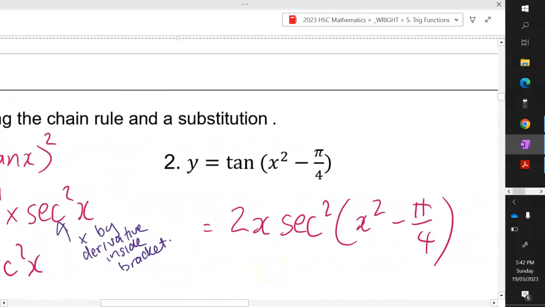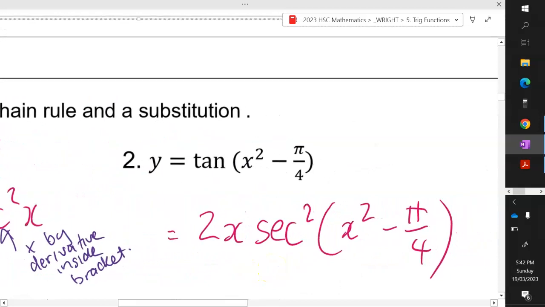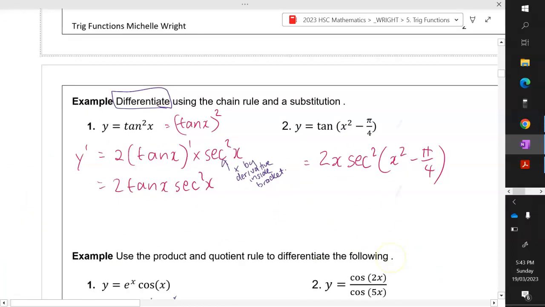Our next one, tan of x squared minus pi over 2. So we're differentiating. There's no power in here involved or anything like that. So it's similar to what we just did up above. Let's find the derivative of x squared minus pi over 2, which will become 2x. The 2x goes out the front. The tan becomes sec squared, and our x squared minus pi over 2 is popped straight back in there.